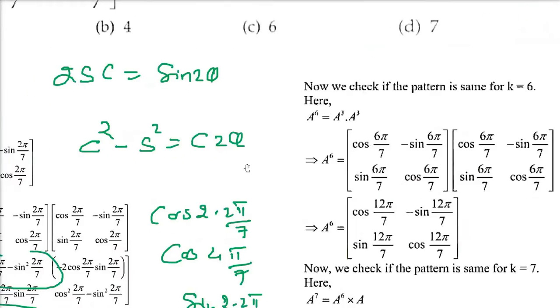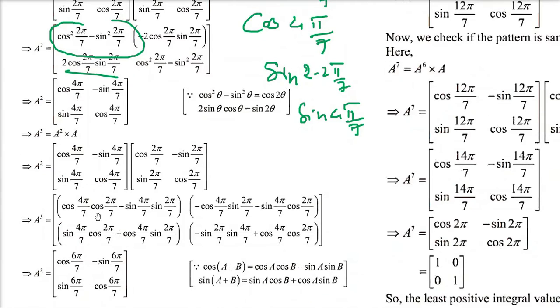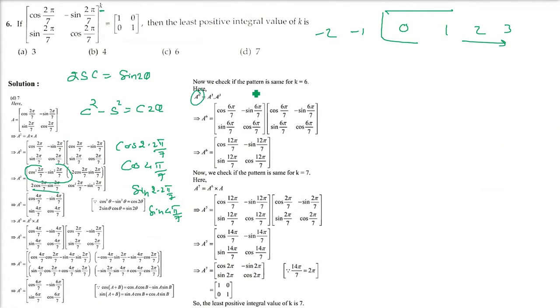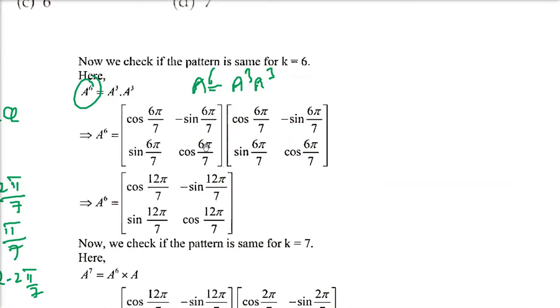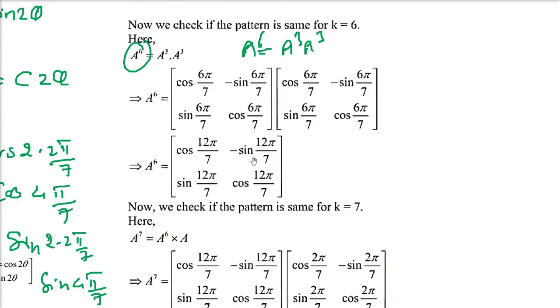Now A raised 6, because A4 is already done. In the options, I am taking the options. 3 I have checked, 4 I have checked. Now let us check for 6. A raised 6 can be easily done by A cube into A cube. So let us multiply A cube with A cube. What do you get?